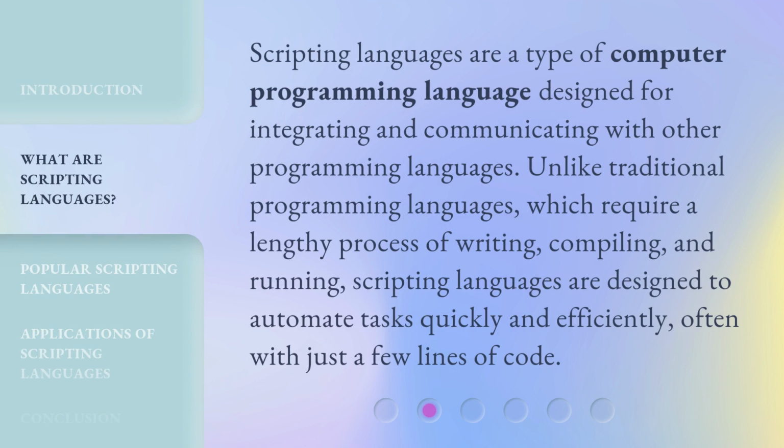Scripting languages are a type of computer programming language designed for integrating and communicating with other programming languages. Unlike traditional programming languages, which require a lengthy process of writing, compiling, and running, scripting languages are designed to automate tasks quickly and efficiently, often with just a few lines of code.